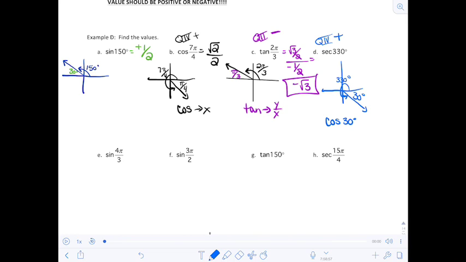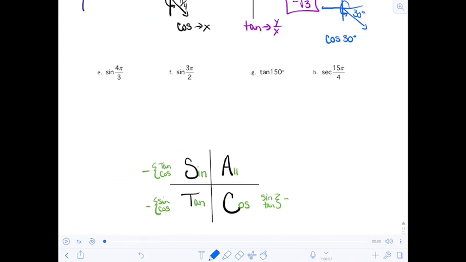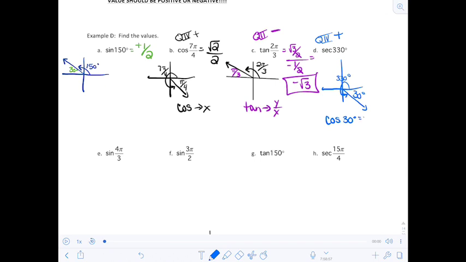So let's go to the unit circle and look at 30 degrees in the fourth quadrant, which is right here, and it's going to be that x value, root 3 over 2. So root 3 over 2 would be the cosine of 30. But remember, we want the secant, so we're going to flip that. 2 over root 3, and then rationalize. 2 root 3 over 3 is our value. And it is, again, in the fourth quadrant, so it's positive.